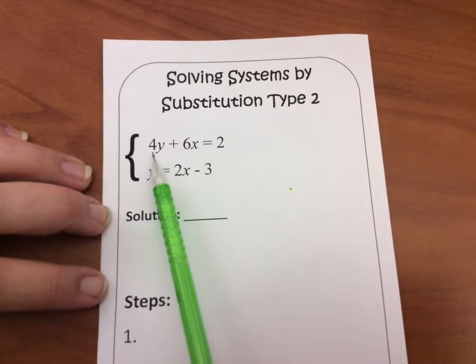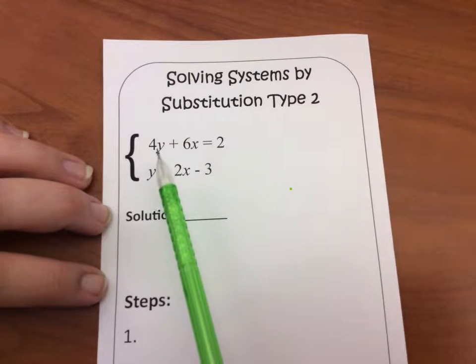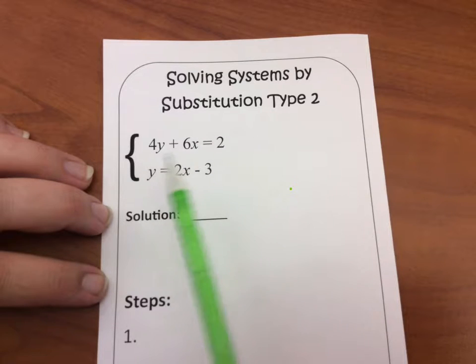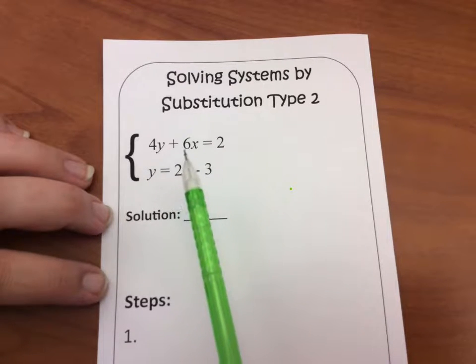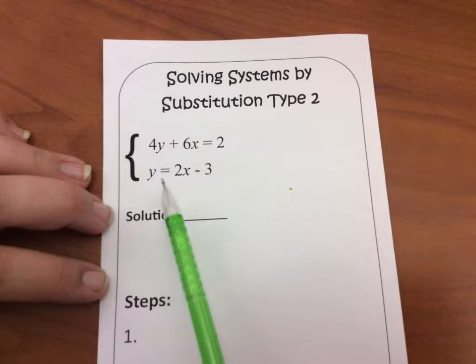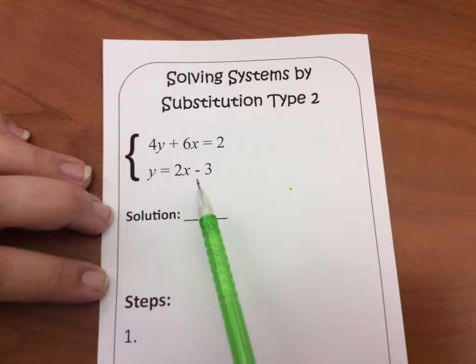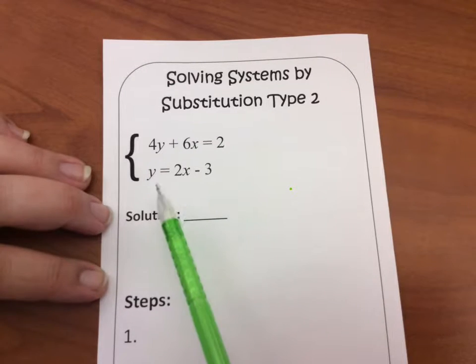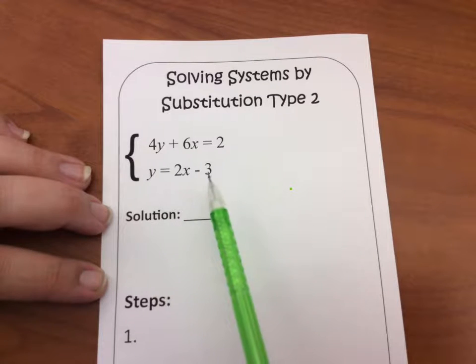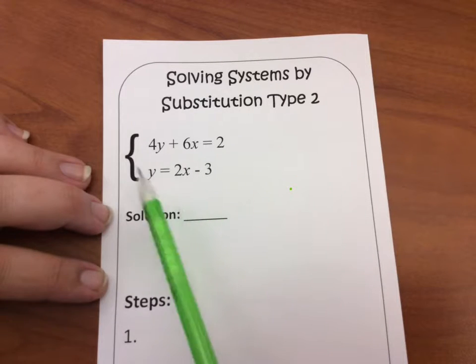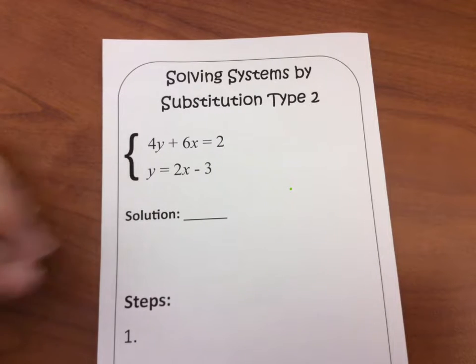it's type 2 because this first equation is in standard form, where the x and y are on the same side, or it's almost in standard form. And the second equation is y equals mx plus b, or slope-intercept form. So type 1 had both equations in slope-intercept form, but type 2, we've got one equation in a different form. But the idea is still the same, so we're going to use a very similar method, just the beginning part is a little bit different.